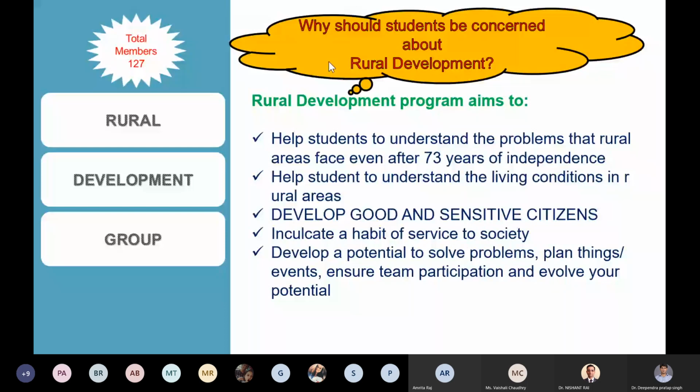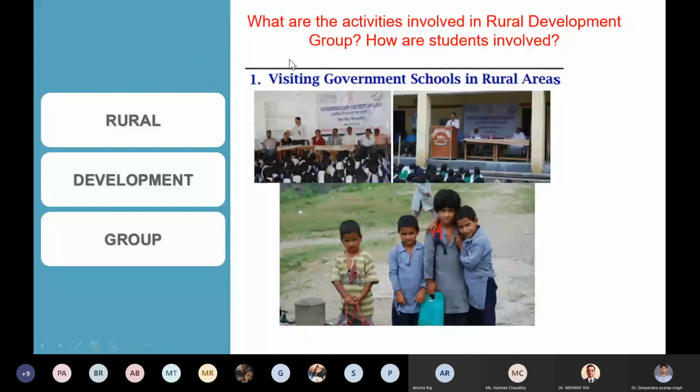This actually develops a potential to solve problems, plan things and events, ensure team participation, and evolve our potential. So what are the activities involved in rural development? Basically we try to understand the problems of the groups of villagers and farmers. We conduct a visit over there to understand what the education problems are.